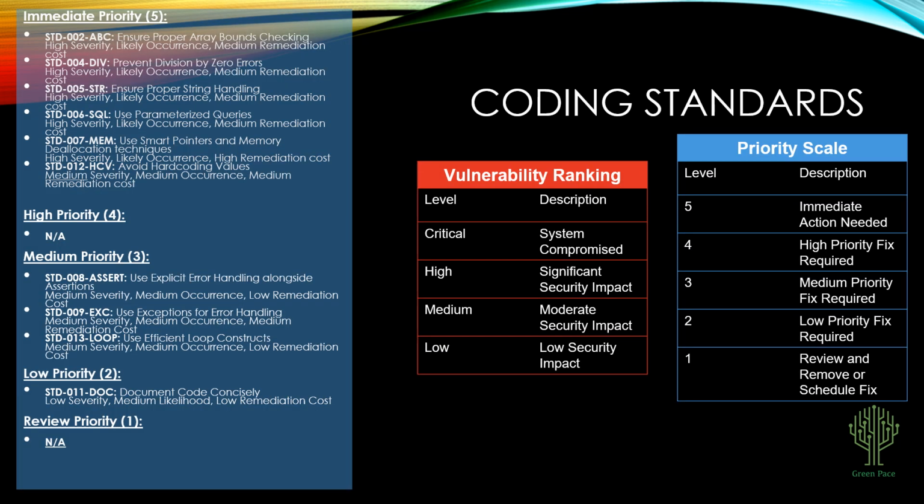As you can see here, these are the same coding standards ranked from highest or immediate priority to reviewing priority. These rules have also been evaluated by their vulnerability criticality, and we have the two charts to refer to on the right side of the standards list. Some of you might notice similar rules involving use of parameterized queries, proper string handling, and memory deallocation. Not doing so could expose a system to unknown issues, SQL injections, memory leaks, and the list goes on.